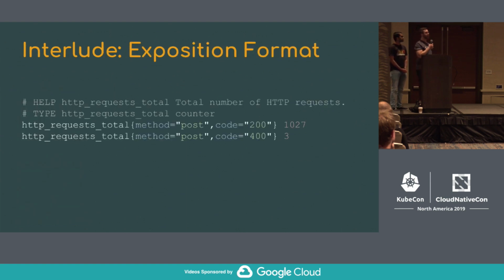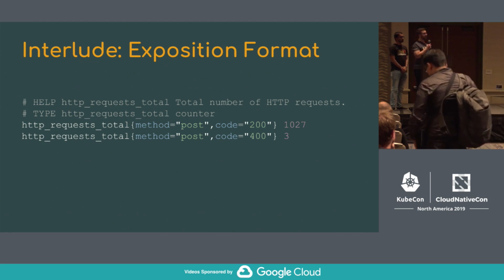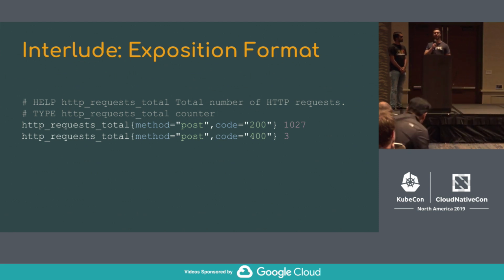So here's an example of what happens when you expose Prometheus metrics. If you were looking at something like the /metrics endpoint on one of your instrumented services or one of the exporters, you might see a metric something like this. There's a bit of metadata here that's helpful for humans and also indicates the type of the metric. But here we have a time series called HTTP requests total.